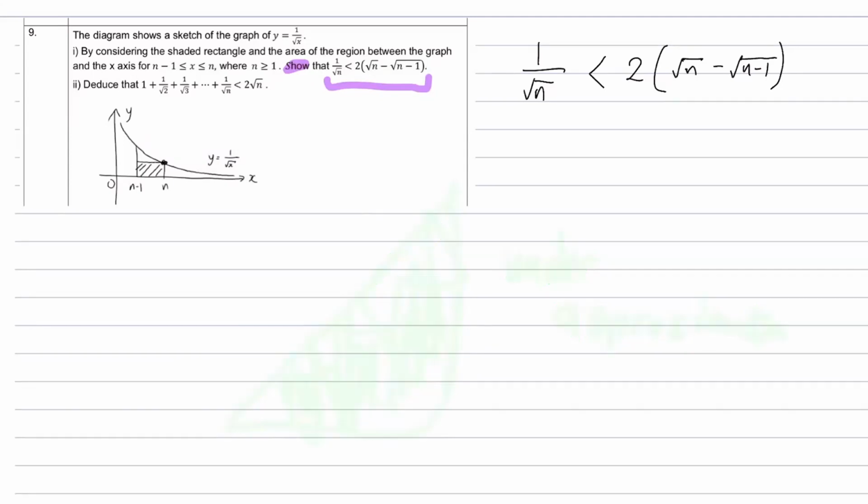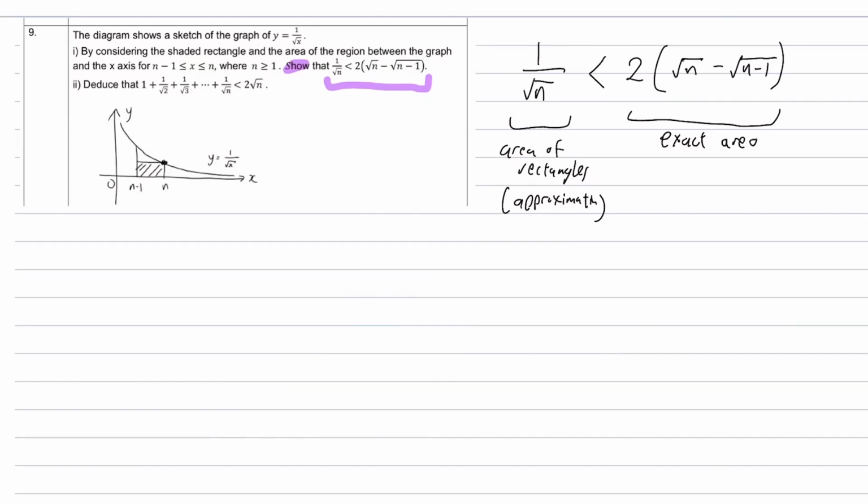So from understanding that concept and looking at this inequality, you should make a guess that this is probably the area of the rectangles, the approximation. And the right-hand side should be the exact area. Something along those lines, right? That's a key idea. So that's what we're going to do. How do we find the exact area? How do you find the exact area?